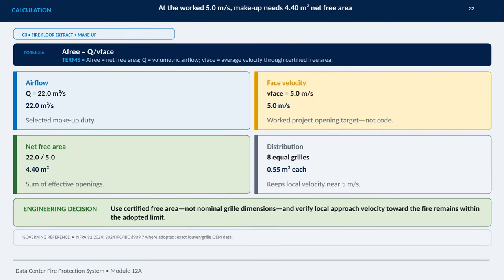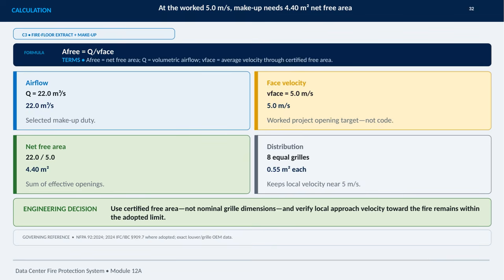This slide shows the calculation used to size the fire floor makeup openings. The governing relationship is simple. Net free area equals volumetric airflow divided by the average velocity through the certified free area. Here, the selected makeup duty is 22.0 cubic meters per second, and the worked project opening target uses a face velocity of 5.0 meters per second. That produces 40 square meters of net free area.